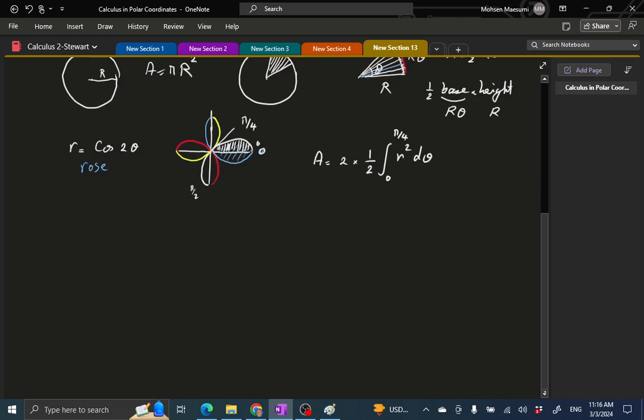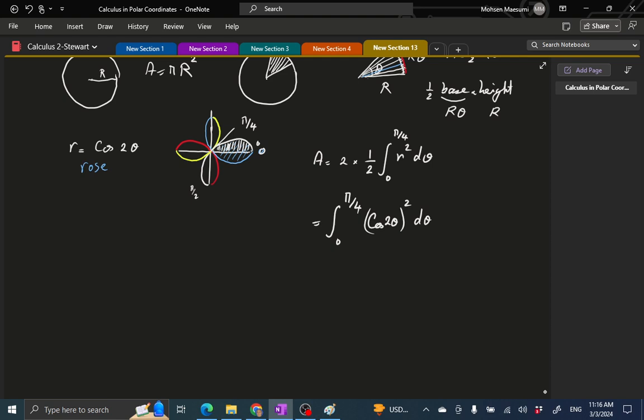And then what is my r? Well, my r is this one. So 2 times 1/2 is just going to be 1, from 0 to pi over 4. And then I have cosine of 2 theta, which is my r, squared d theta, and that is going to do the job for me. Now, after this, all that is left is trigonometric integrals, and we might as well get help with some identities.